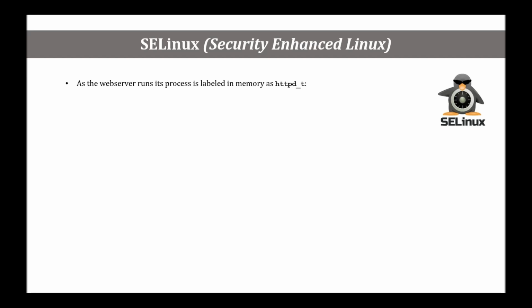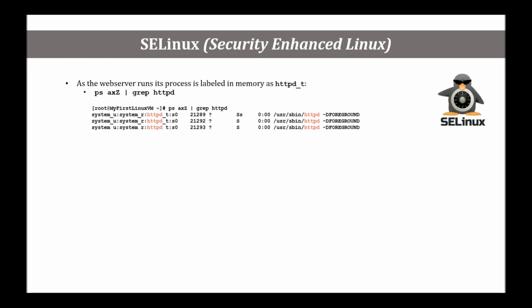So to check while the process is running, you do ps ax or whatever option you want to use, and of course uppercase Z, and grep for the process. You will get the list of processes depending on how many you're running, and here is the information about the type that we talked about. Sorry, I actually captured the system_r as well, which is not the type. The type is httpd_t.